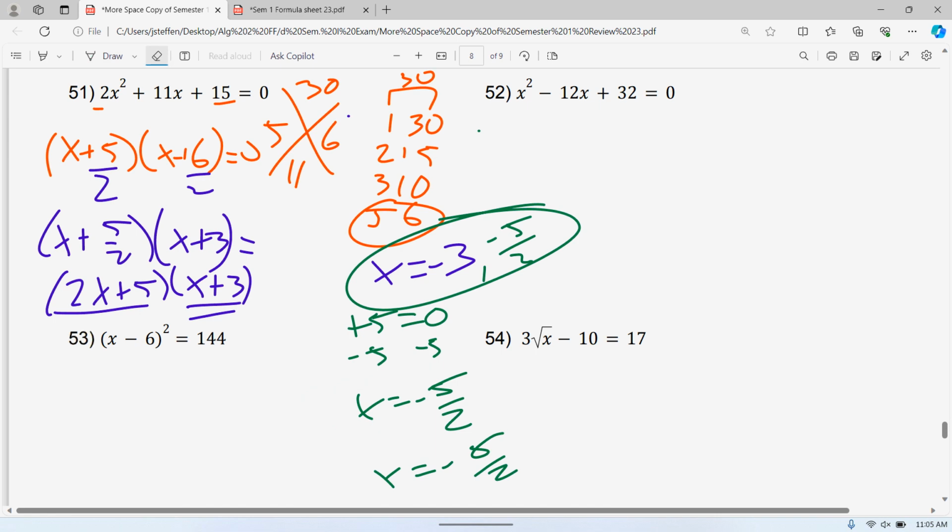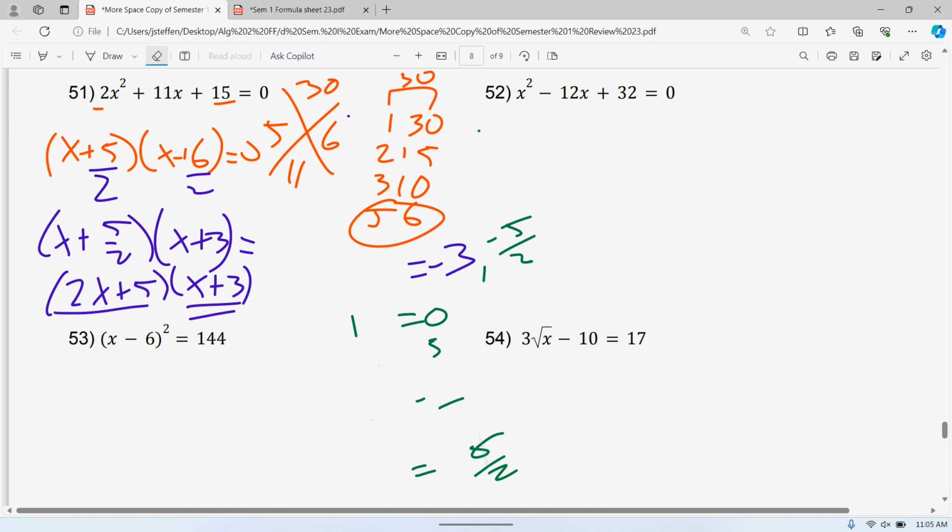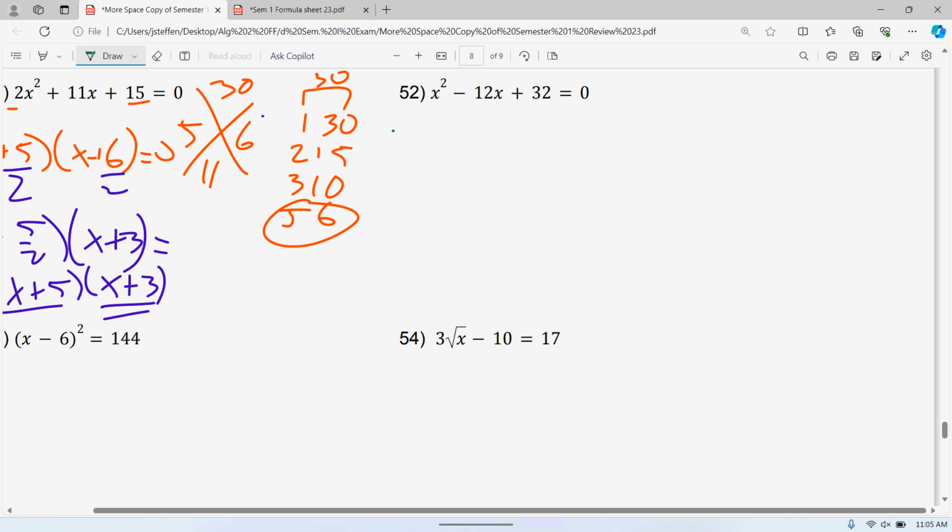Let me clean this up. There's no leading coefficient, so I would use factoring, or I would try that first. If you want to use the quadratic formula, you can, but this one, factoring does work.